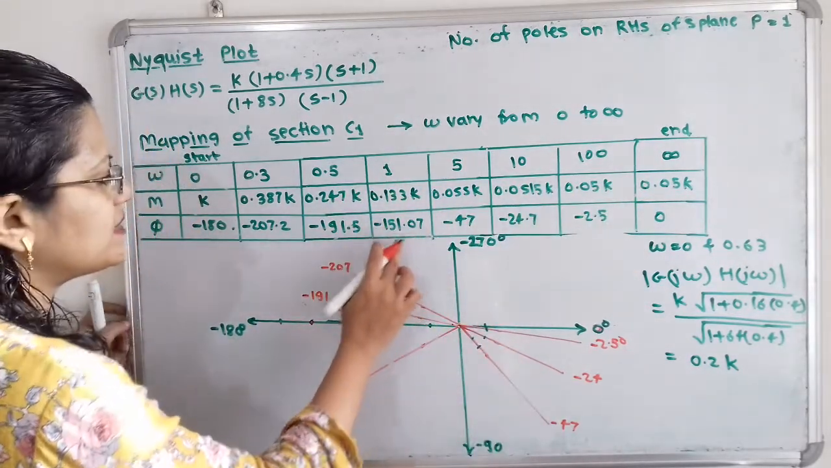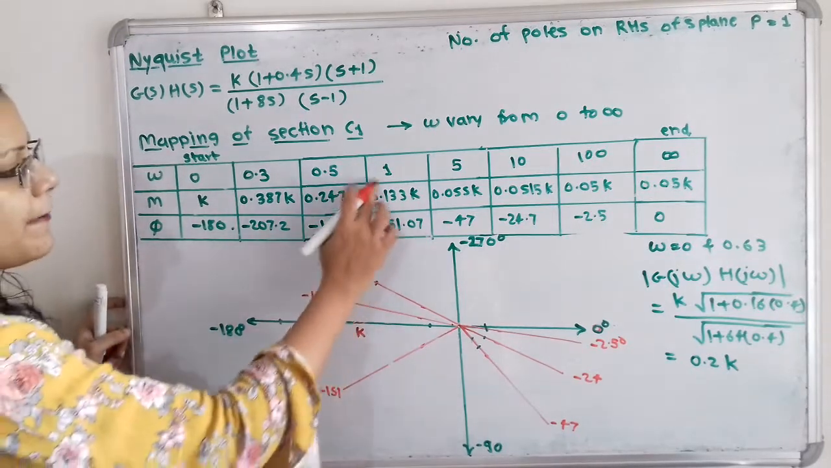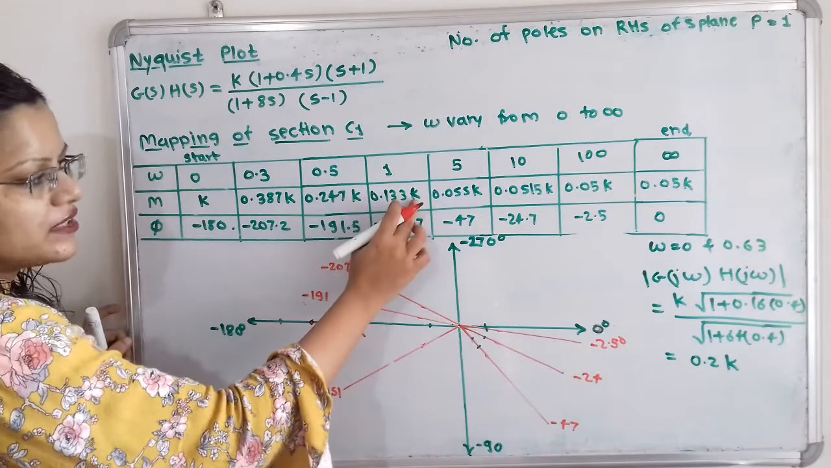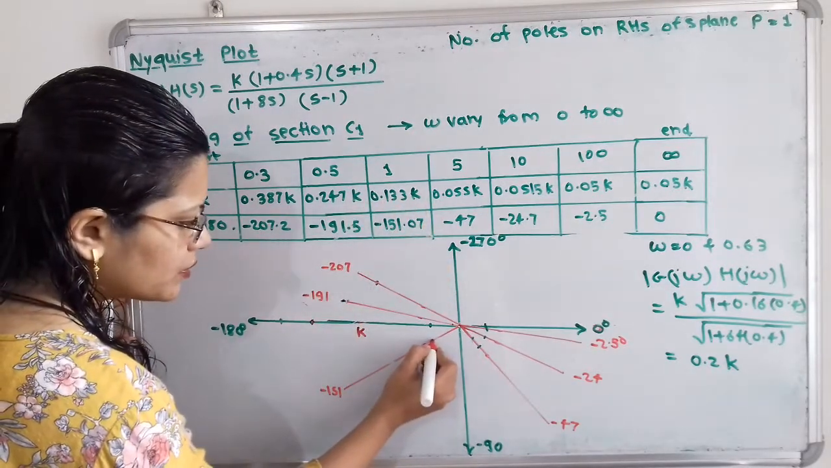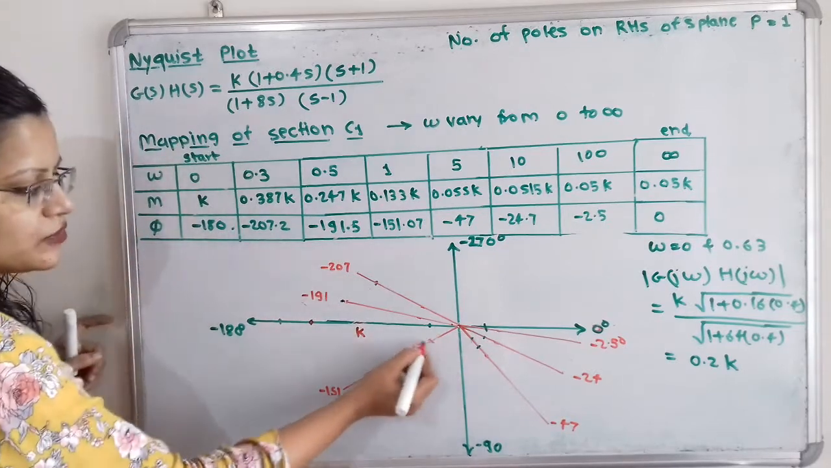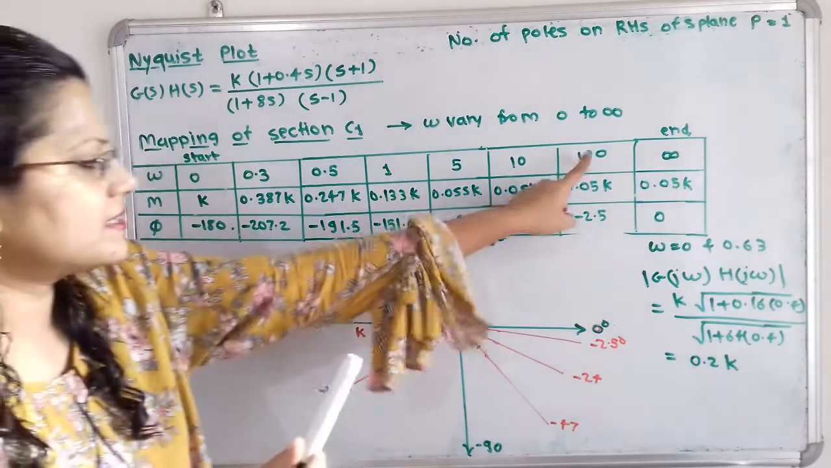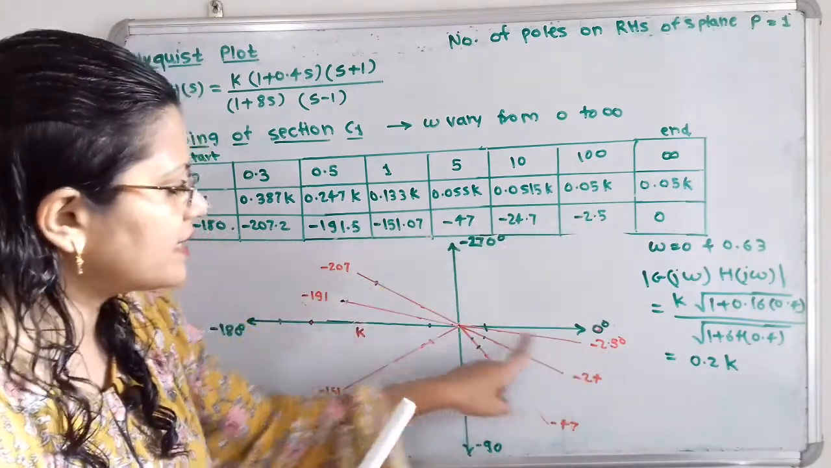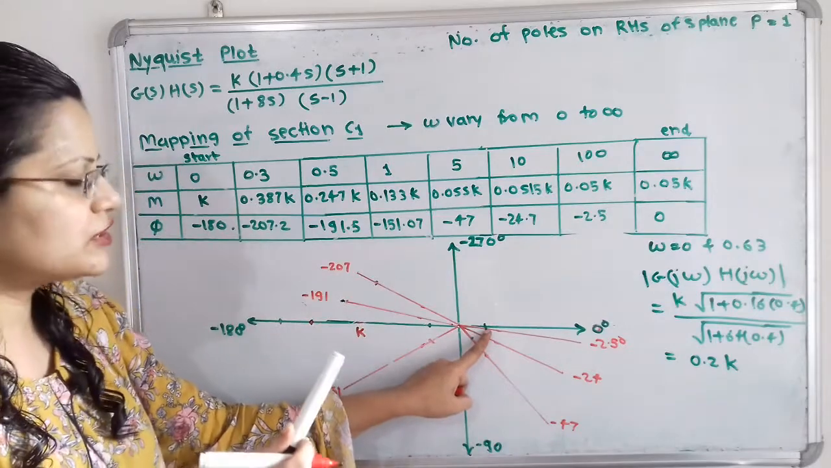The next is minus 151, and the magnitude is 0.133. So 1.3 centimeters. We will select a particular point here. So all these points are getting selected, and at minus 2.5 degrees, here is 0.05 K. So this is the point with 0.05.